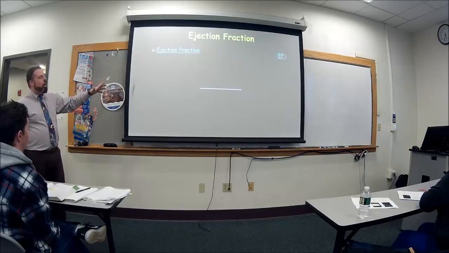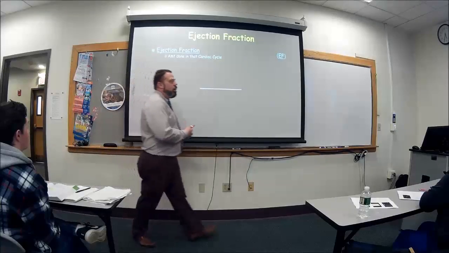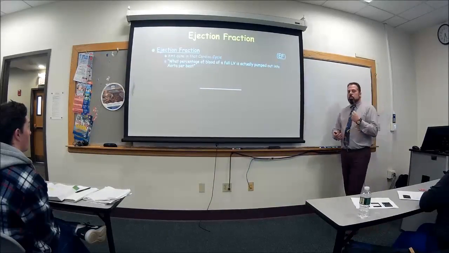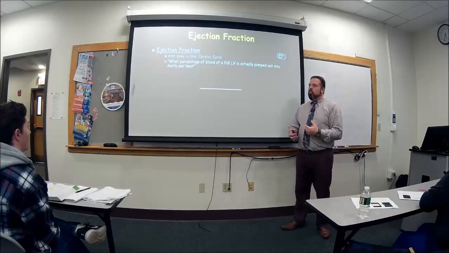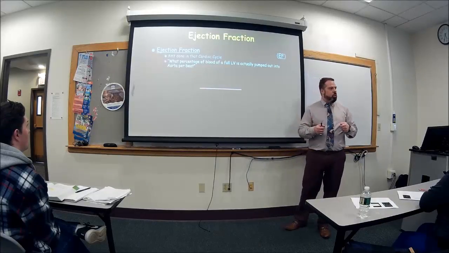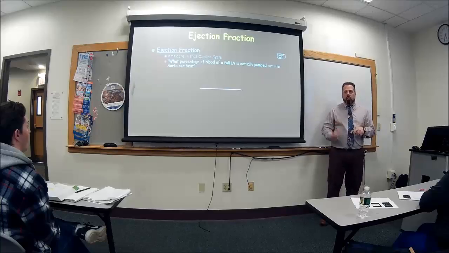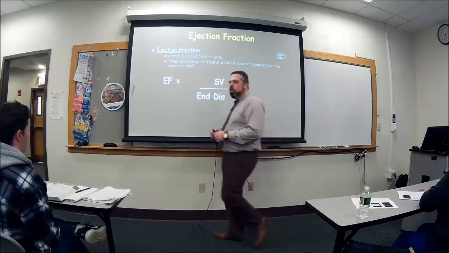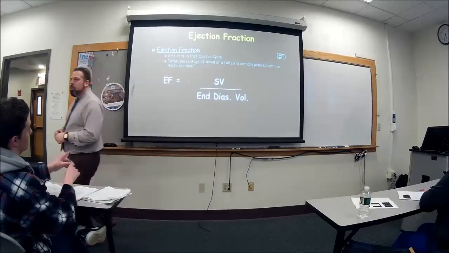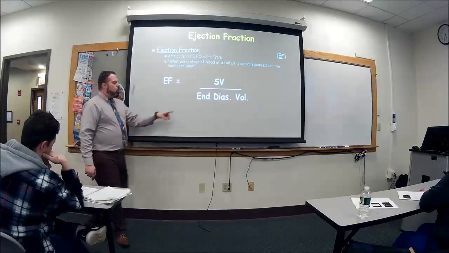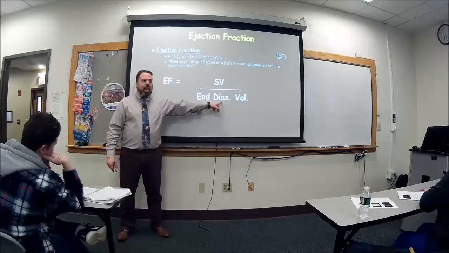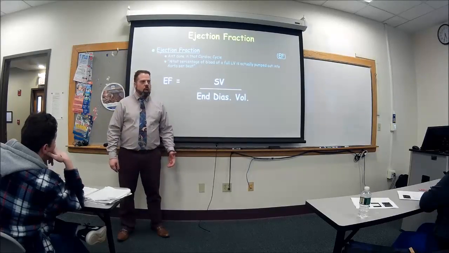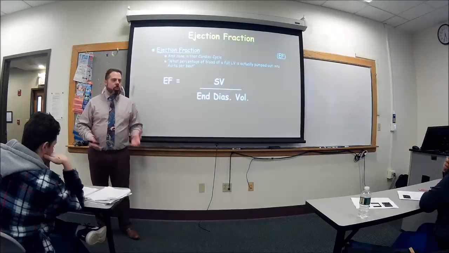So ejection fraction is the amount done in that cardiac cycle, okay? It is the percentage of blood, when you have a full left ventricle, that is going to go out. We have a formula: stroke volume divided by the end diastolic volume. End diastolic volume, diastole, means when the heart is rested. It's relaxed.